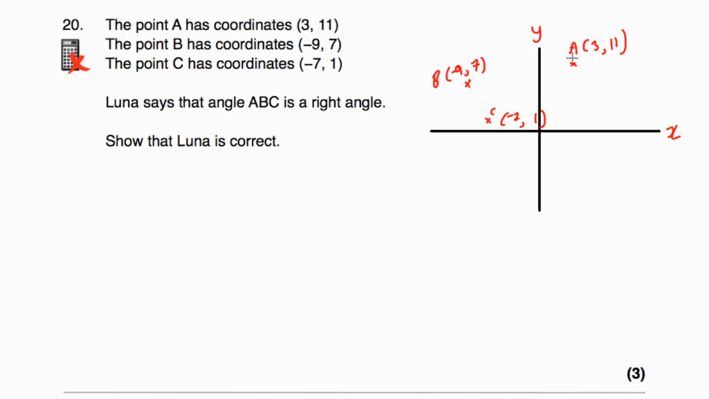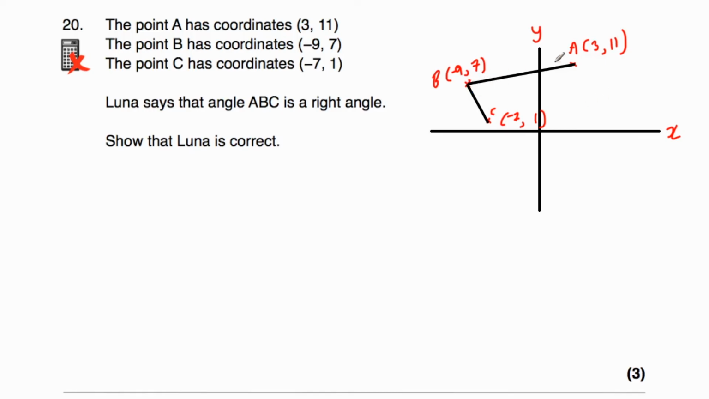So let's join those up. So let's join up A and B, like so. And let's join up B and C like so. And she says this is a right angle, and actually we're asked to show that it's correct. So we want to show that this angle here is a right angle. And to show that, we're going to show that the line BA is perpendicular to the line BC. And if we can show that, that means this is a right angle. So what we're going to need to do is find the gradient of the line BA to begin with, and then find the gradient of the line BC, and then hopefully show that they're perpendicular to each other. So let's do that.